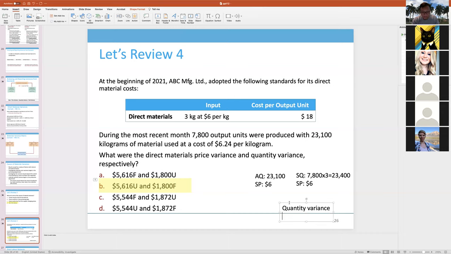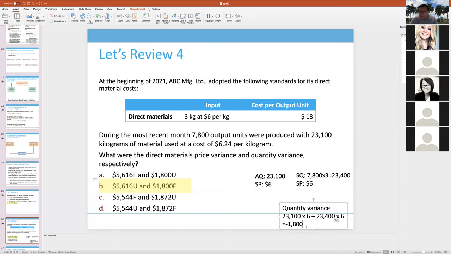So that equals 23,100 times 6 minus 23,400 times 6, which equals negative 1800. Why is it negative? Because the standard is higher than the actual. Are you happy or sad? Well, I guess you're happy because you came in under budget. So that's F, favorable. So now you know the answer is B.